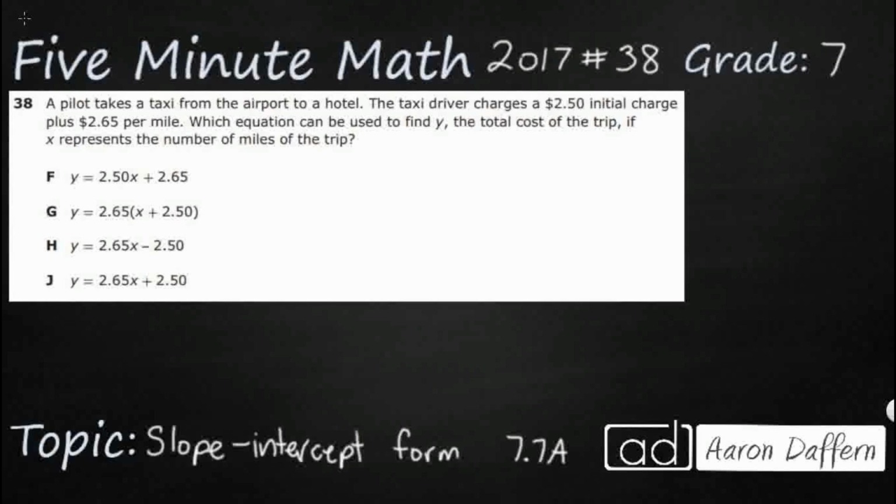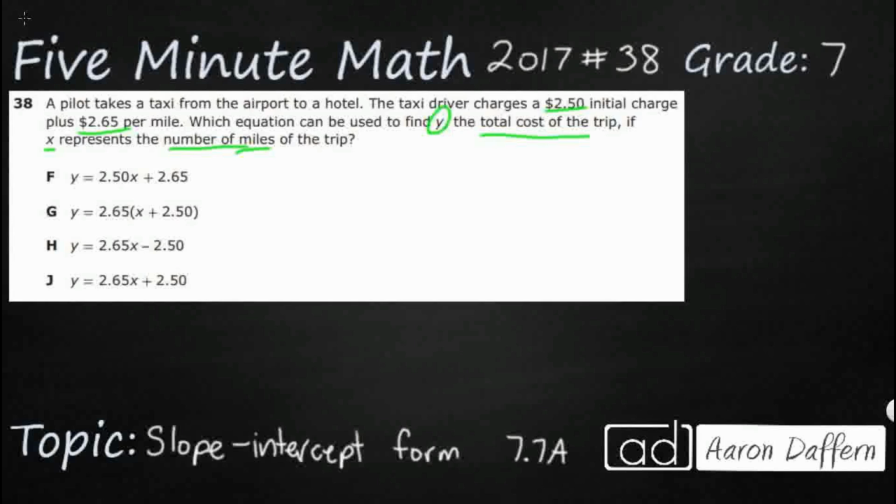So we have a pilot here taking a taxi from the airport to the hotel. So we've got two different things working. We've got an initial charge of $250, and then we've got $265 per mile. So we need to find y, total cost of the trip, if x is the number of miles. So x represents the number of miles. So let's make a little table here.